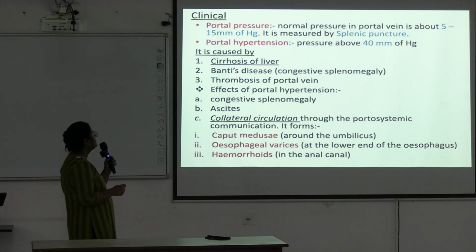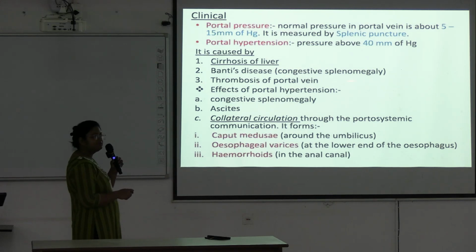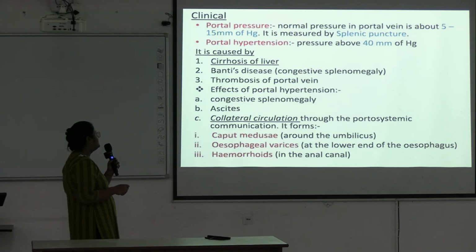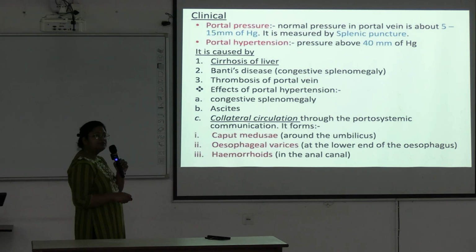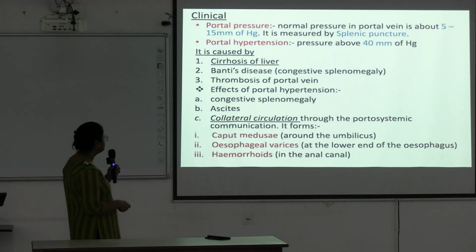Cirrhosis of liver, Banti's disease, that is congestive splenomegaly, thrombosis of portal vein. And the effects of portal hypertension are congestive splenomegaly and ascites. These two are the main symptoms of portal hypertension. And collateral circulations through portosystemic communication form these signs: caput medusae around the umbilicus, esophageal varices at the lower end of the esophagus, and hemorrhoids in the anal canal. In your medicine, you will see cases of cirrhosis of liver, and all these signs you will see in these patients. You have to elicit them. Next.